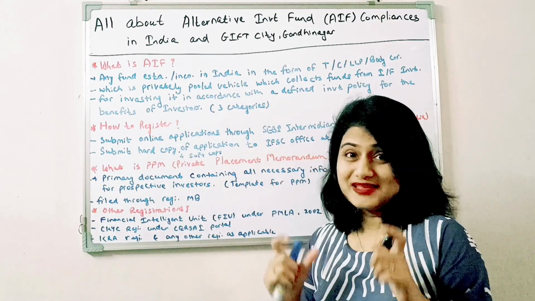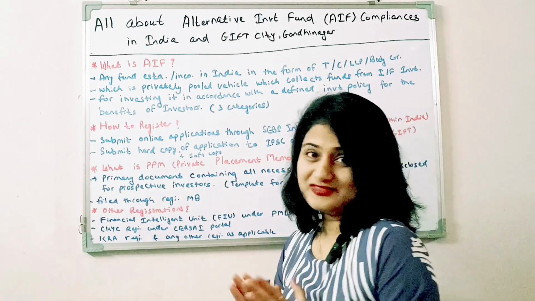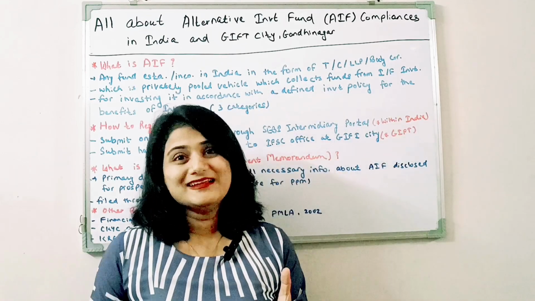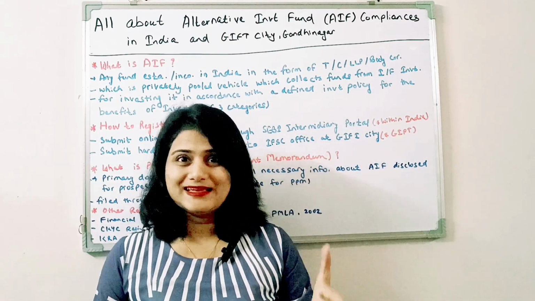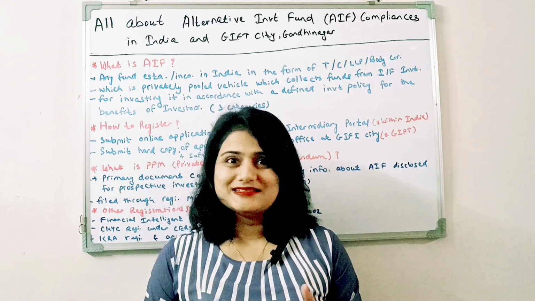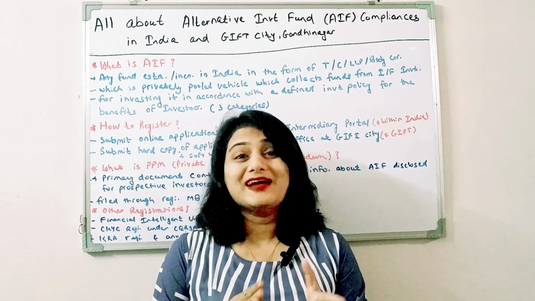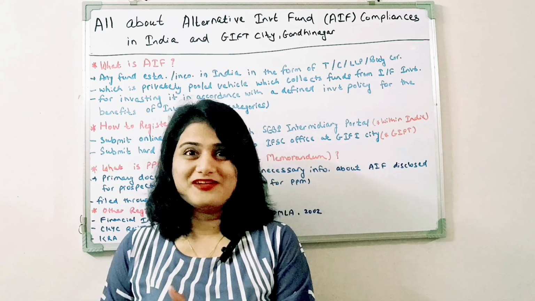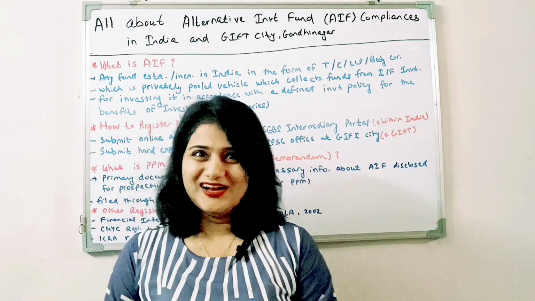Then what is the major document for registration of AIF? What other mandatory registrations are required to be done by the AIF? What are the compliances and timelines for it? And finally, the act or say regulation reference in the end. So watch the video until the end.